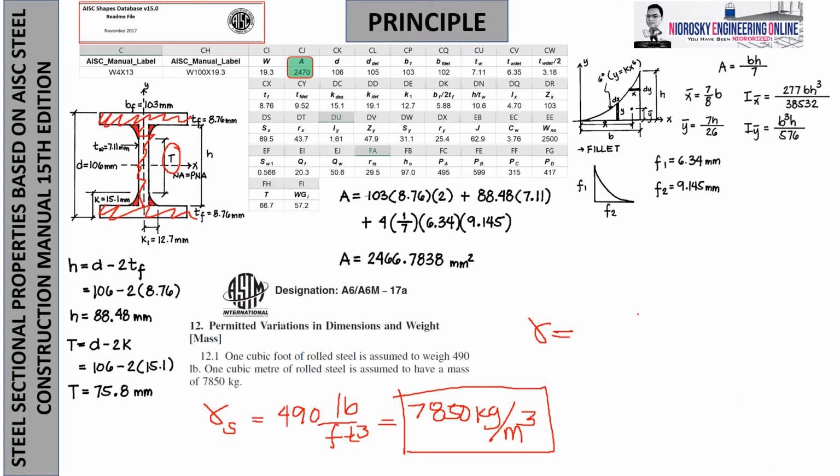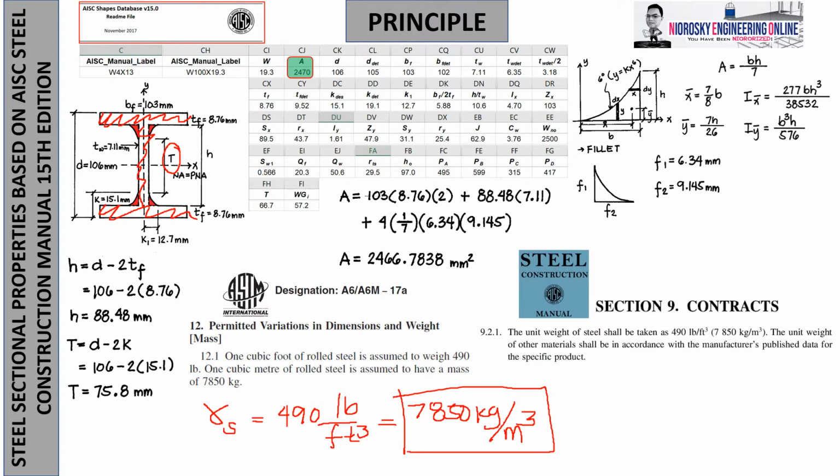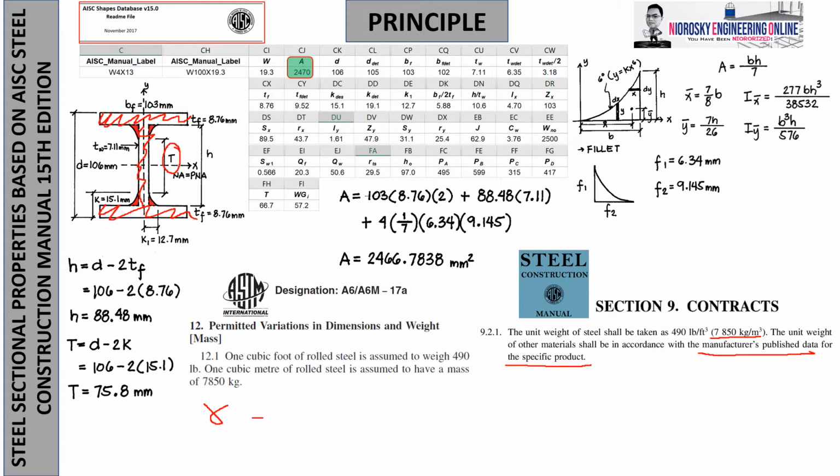7.85. Pero, meron pa isa nagsasabi ng code na yan. According to the Steel Construction Manual, Section 9 under Contracts, the unit weight of steel should be taken as 490 pound per cubic foot or 7,850 kg per cubic meter. So, yun nga na may sinabi, the unit weight of other materials shall be in accordance with the manufacturer's published data for the specific product. Malay nyo, may nailagay na bago doon sa steel composition. So, therefore, they have to declare it to the client.